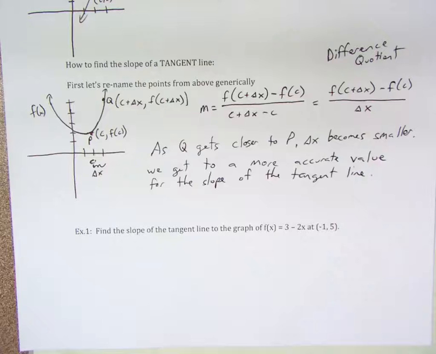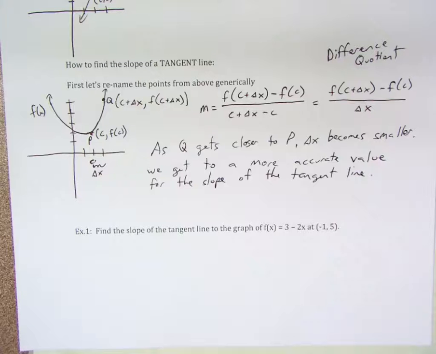So what we just found when we evaluated this was the slope as we were getting really close to this point right here. This is the slope of the tangent line to this line at negative 1, 5. And it makes sense. Think about this. What would the slope of this line be in general? Well, the slope's always negative 2.